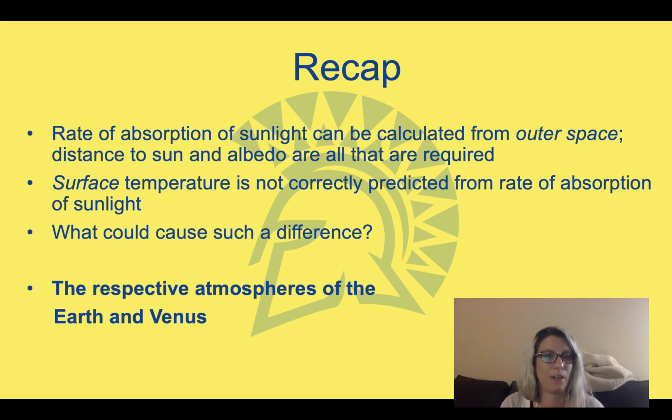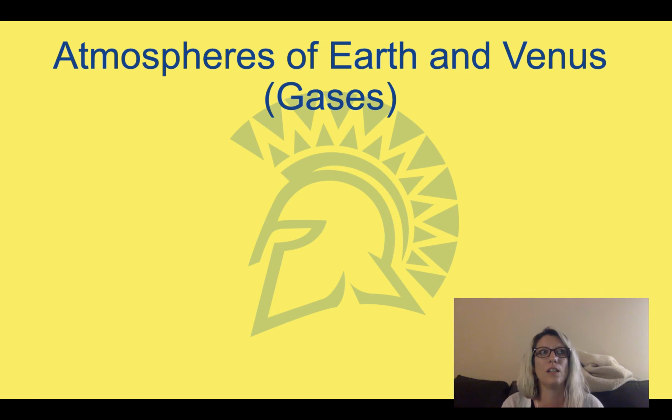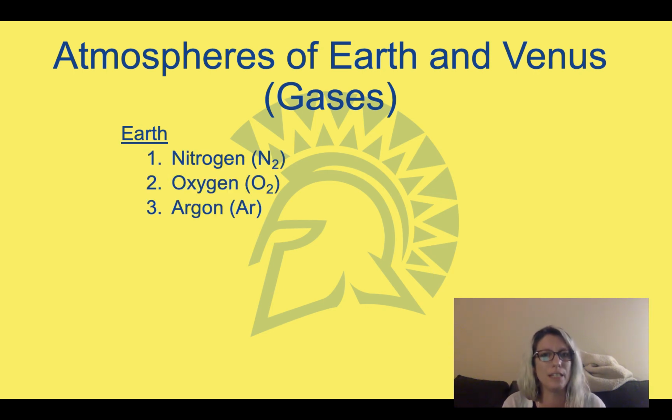The atmosphere is going to be the difference between Earth and Venus and the reason why they are the temperature that they are. So if it's the atmosphere, then what are they made of? Like what's causing this, right? It's going to be the different gases that they actually consist of.